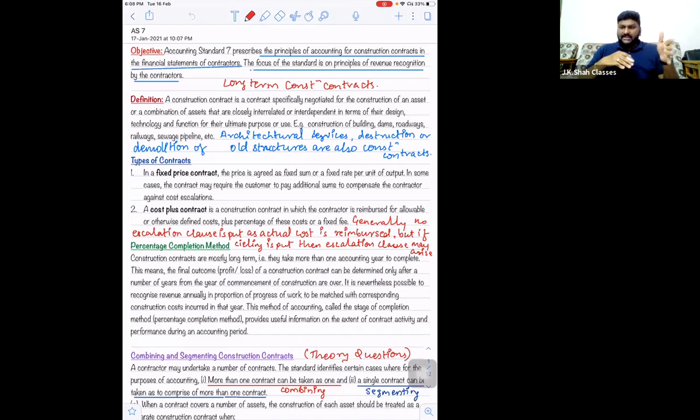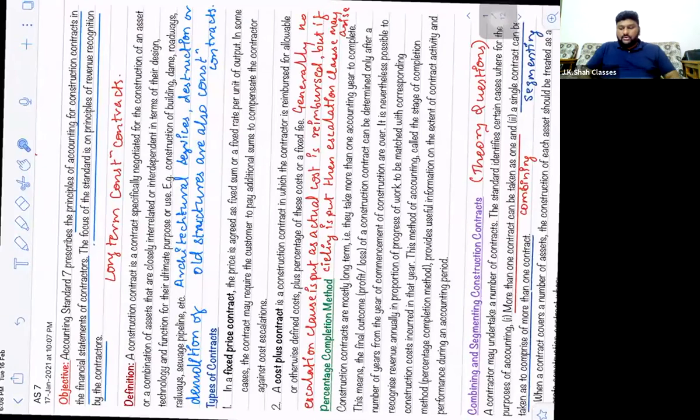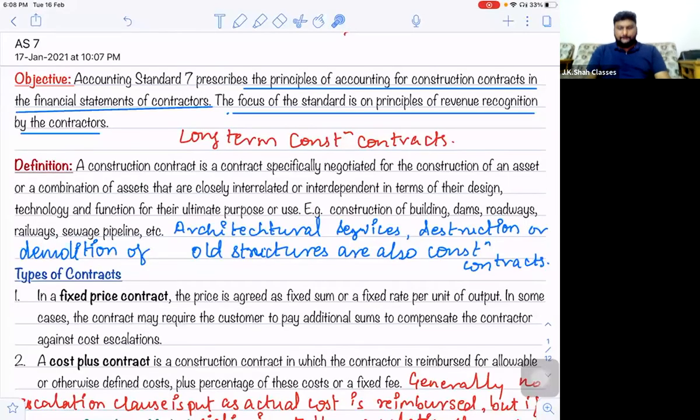So at one particular price point, they are going to get into a contract and get the work done. This is layman's language. But sir, what is the book definition? So as per AS7, there is a definition given for construction contracts. So let's have a look. What exactly is the definition all about?